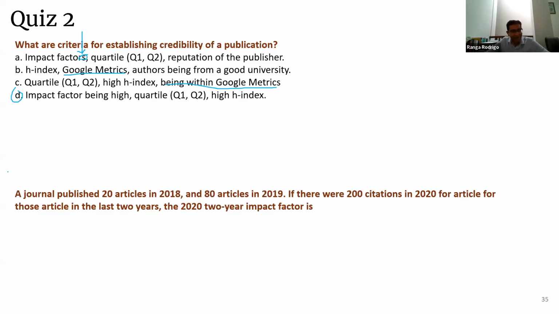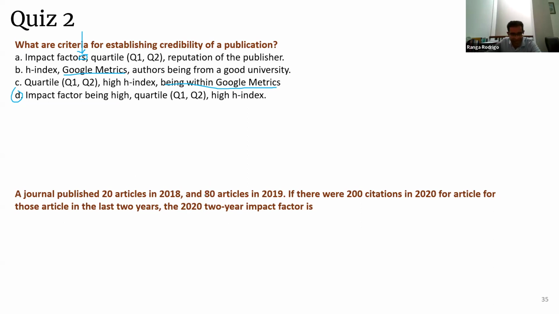Okay, so the second one is: the journal published 20 articles in 2018 and 80 articles in 2019. If there were 200 citations in 2020 for those articles in the last 2 years, the 2020 2-year impact factor is? How do you compute that? You take the citations now. Yeah, some of you are giving the correct answer. That's good.